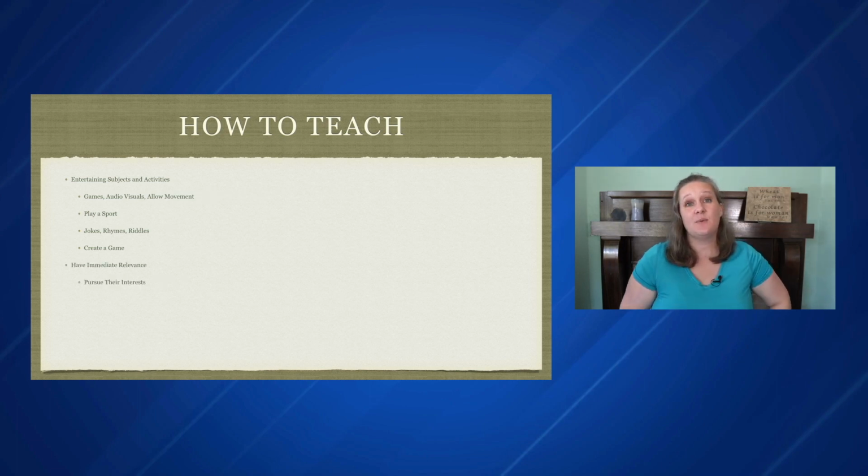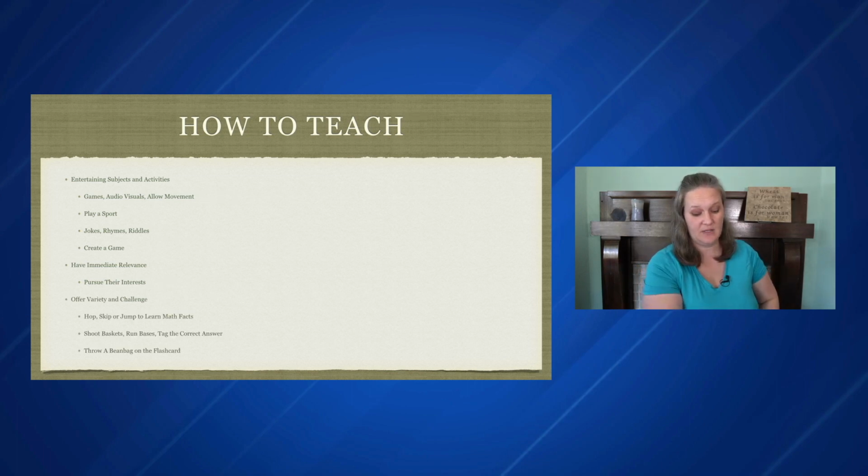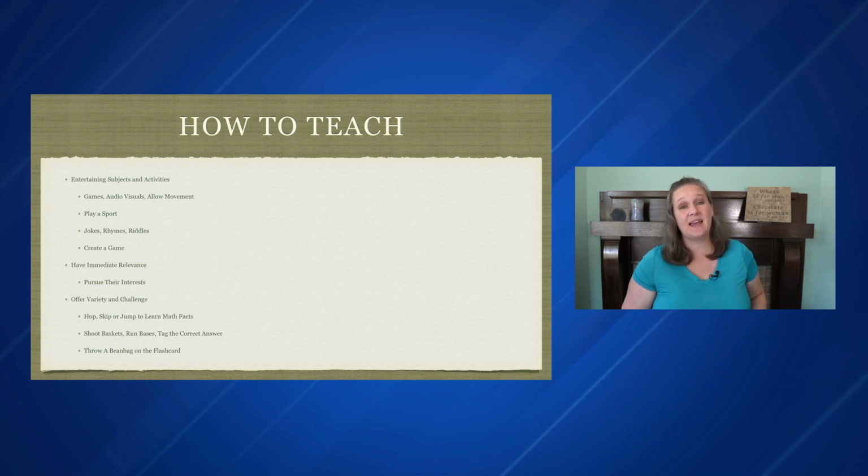Also, when you do things, they want to have immediate relevance in their life. So it's things that they really care about. You want to pursue their personal passion. And in order to make that happen, you do have to give them quite a bit of time on their own to figure out what they are interested in at any given moment. And finally, you want to have things that offer variety and challenge, but you don't have to come up with this on your own. You can say, I'm just going to put a twist on what we already do.